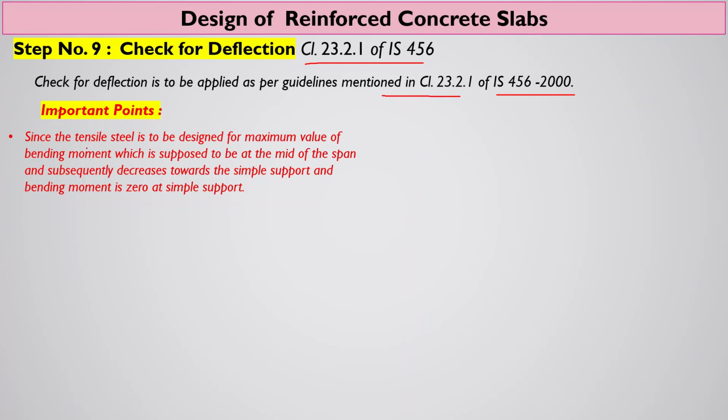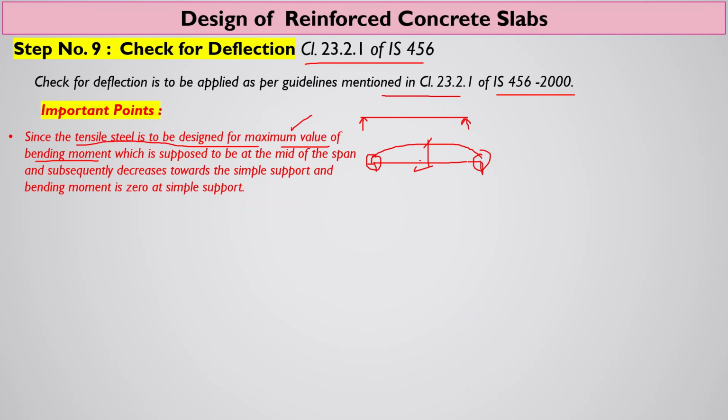So that's why we have mentioned here, since the tensile steel which you have to design is for the maximum value, that means whatever steel you have worked out is for the maximum value of the bending moment. But maximum value of bending moment is only at the mid span of the slab. So if I draw that, if this is a simply supported slab, and if I draw the bending moment diagram, then it will be somewhat like this. That means if this is the support, this is the support, you see that bending moment here is 0, and here bending moment is maximum.